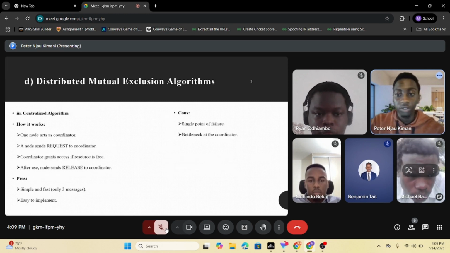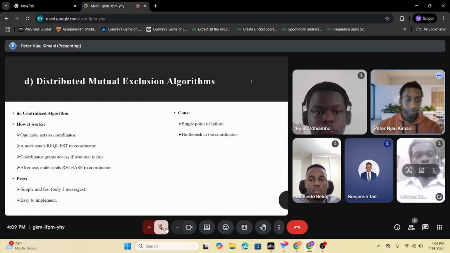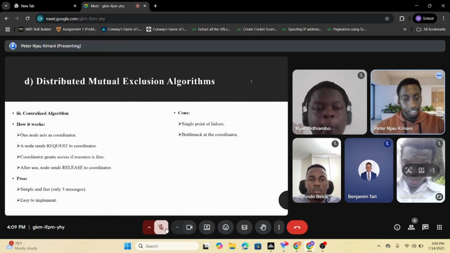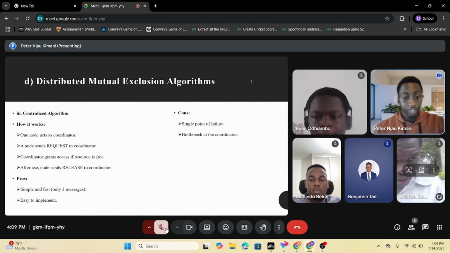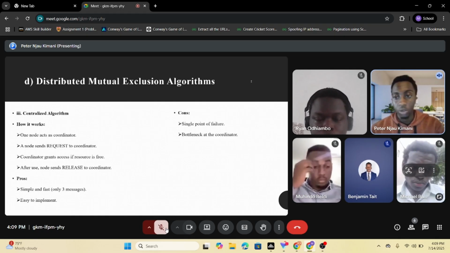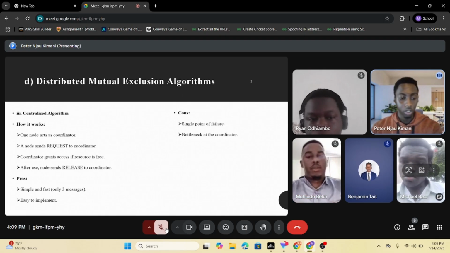Lastly, we have the centralized mutual exclusion. This is where we have a central node, otherwise known as a coordinator. Each node sends a request to the coordinator, and the coordinator grants access if the resource is free. After the use, the node sends a release to the coordinator to notify them that they are no longer using the resource.